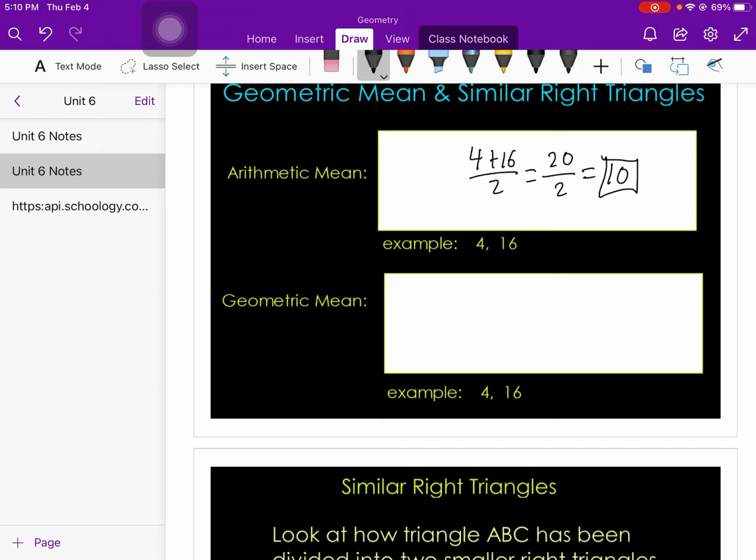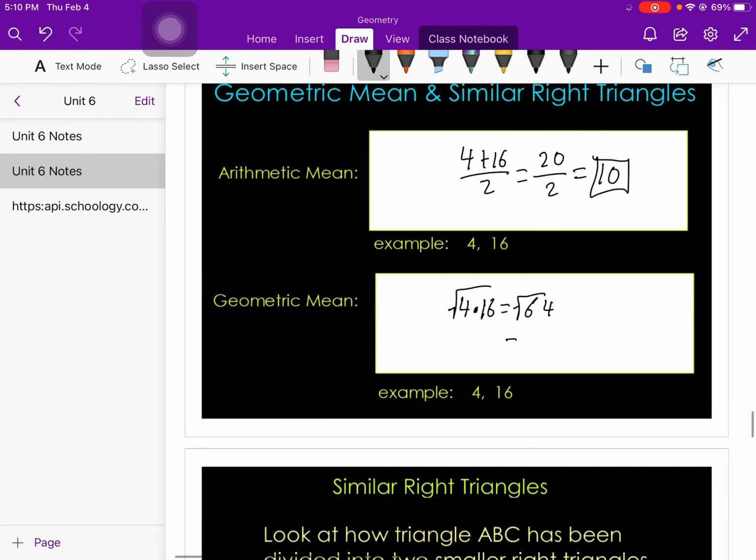Then we have the geometric mean, which is where we multiply 4 and 16 to give us 64, and then we actually take the square root of that number. So you multiply them, and you take the square root. So you end up getting 8. 8 is the geometric mean of those two.